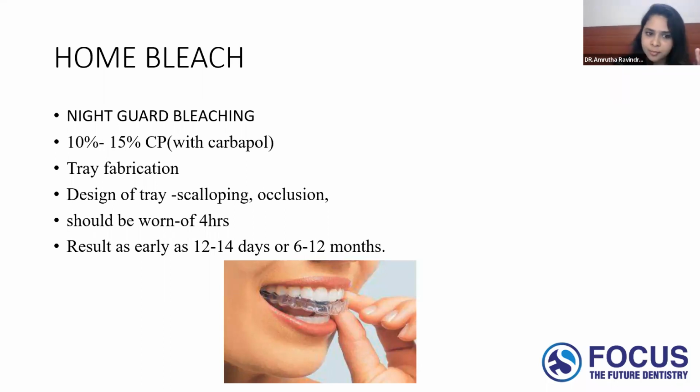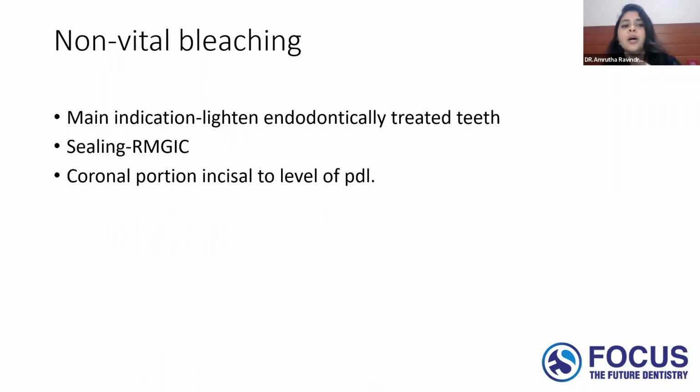Okay, so these are the two kinds of vital bleaching. We have the in-office method using hydrogen peroxide. Then you have the night guard bleaching, or home bleach, using carbamide peroxide. Then we move on to non-vital bleaching. On hearing non-vital bleaching, you should remember that it is primarily indicated for non-vital teeth, that is root canal treated teeth. So root canal treatment is a must for this kind of bleaching.